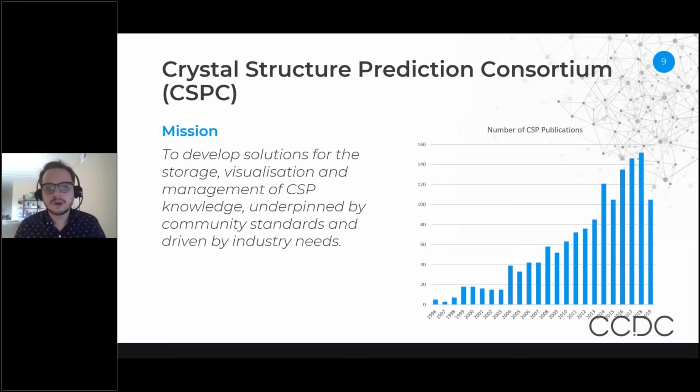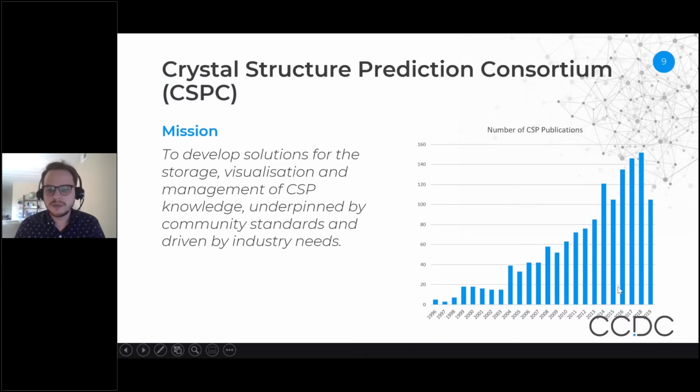We're also working on facilitating crystal structure prediction amongst the community. And one way we're doing that is through the Crystal Structure Prediction Consortium, or the CSPC. The mission of the CSPC is to develop solutions for the storage, visualization, and management of crystal structure prediction knowledge, underpinned by community standards and driven by industry needs.